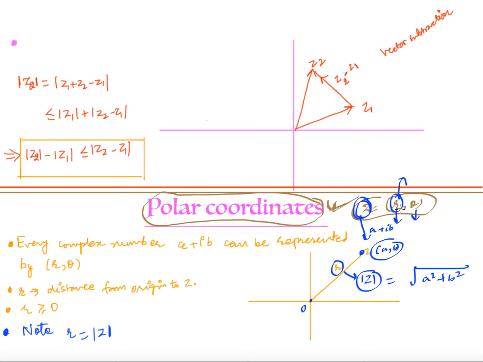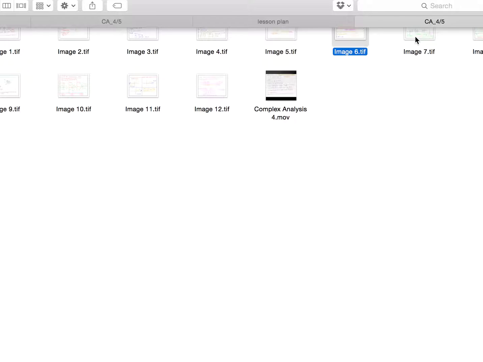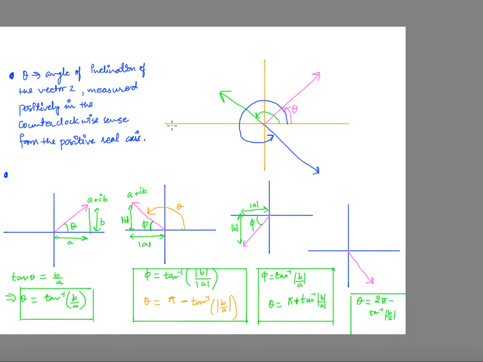This is how we define this parameter r. So this parameter r is the distance of the point representing your complex number in the Cartesian plane from the origin. So it is clear that this is always a positive quantity, so we have r greater than or equal to 0, and r is actually the modulus of z. It is pretty simple to define this parameter r. It is a little bit difficult to define this parameter theta. So let us see how we can define this parameter theta.